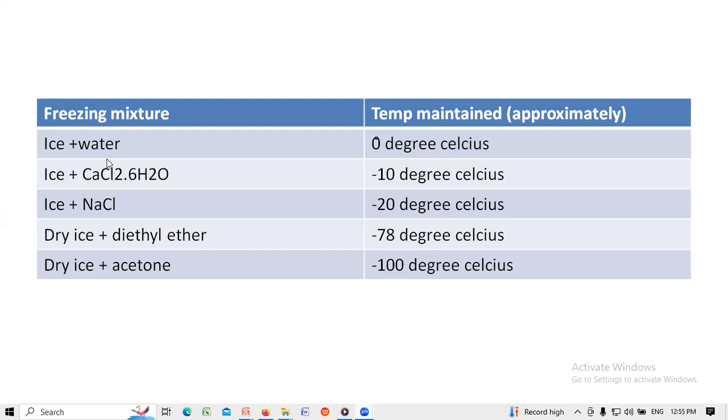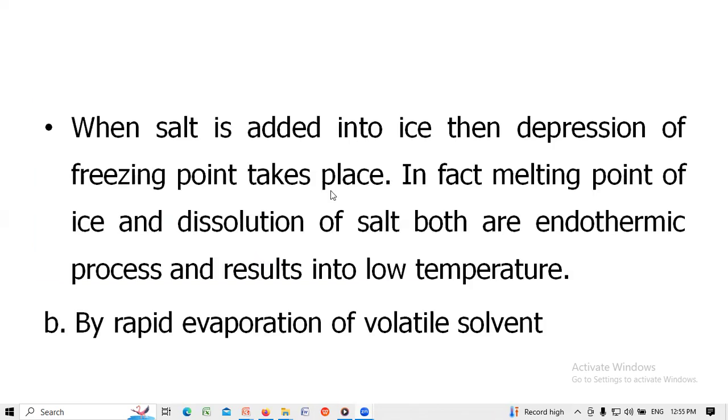These are examples: ice and water mix, ice and calcium chloride, ice and sodium chloride, dry ice and mannitol, dry ice and acetone. When salt is added to ice, depression of the freezing point takes place. In fact, the melting of ice and the dissolution of salt are both endothermic processes and result in low temperature, as does rapid evaporation of volatile solvent.